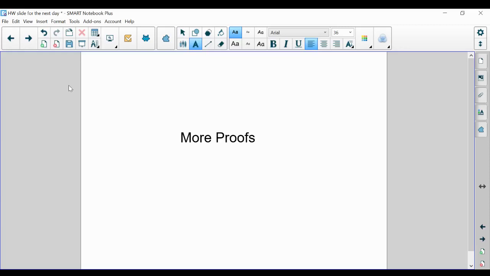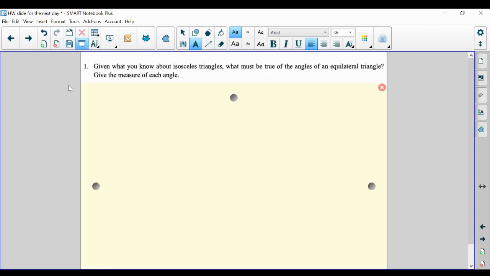Hello everyone. We're going to have more proof practice here. So first let's review. Give what you know about isosceles triangles. What must be true of the angles of an equilateral triangle? Give the measure of each angle.